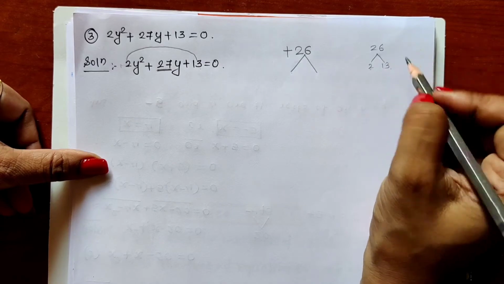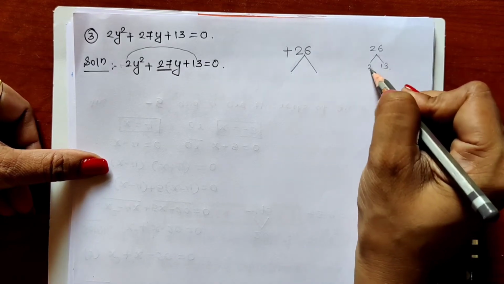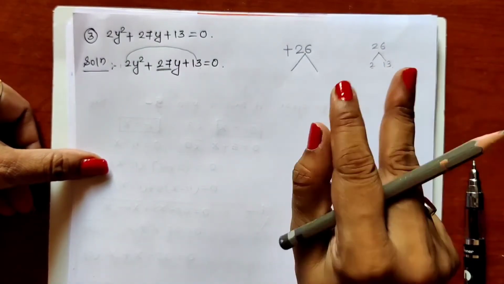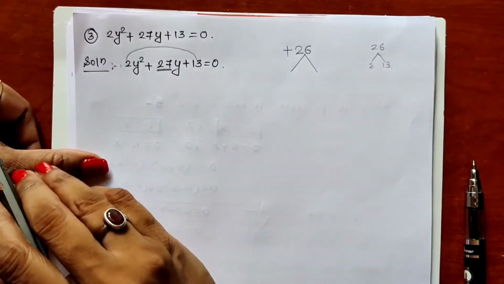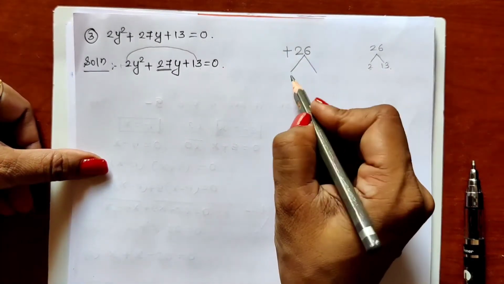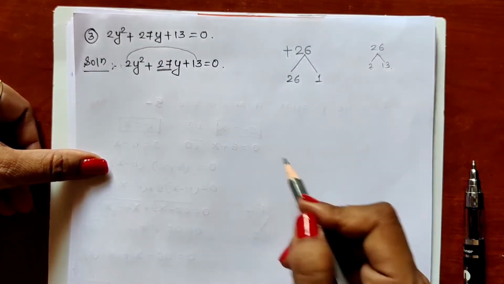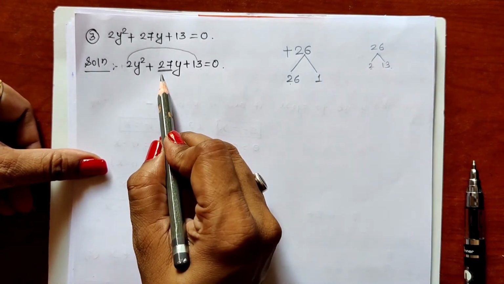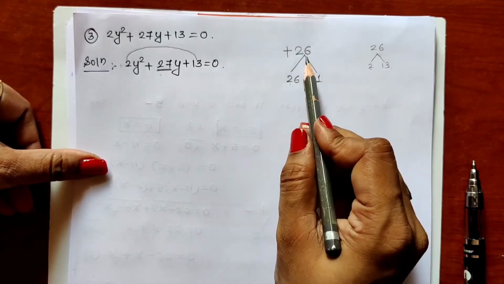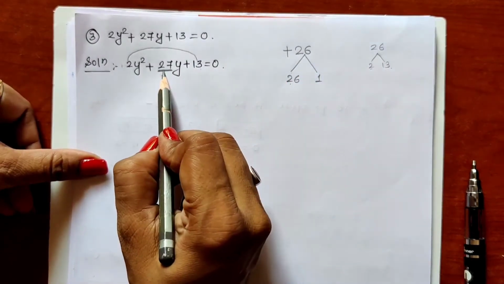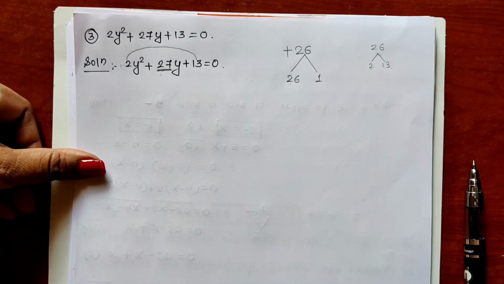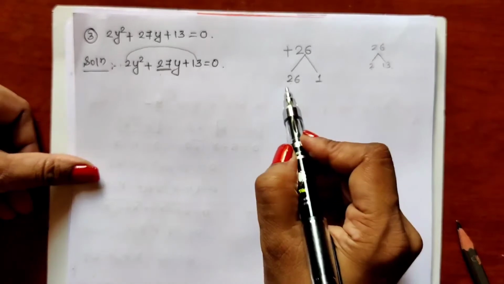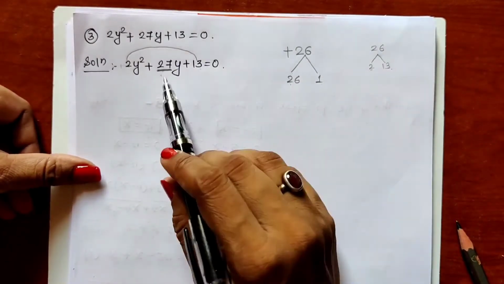Factors of 26 are 2 into 13. 13 2s are 26. But 13 plus 2 is not 27. We have to get such 2 factors of 26 whose addition should be 27. So which are those 2 factors? 26 ones are 26, correct? And 26 plus 1 is 27. So we have to get such 2 factors of 26 whose addition should be 27. Always keep this in mind. Don't write any factors. So we have got these 2 factors of 26 whose addition is 27.